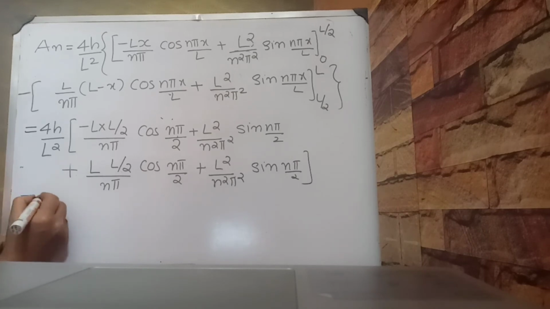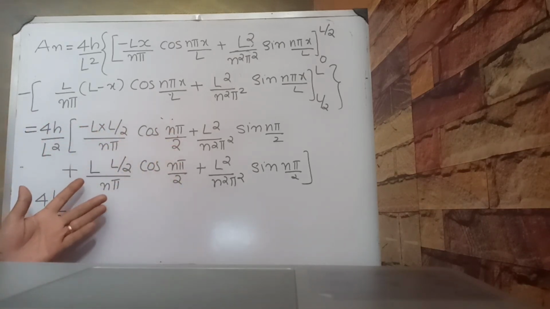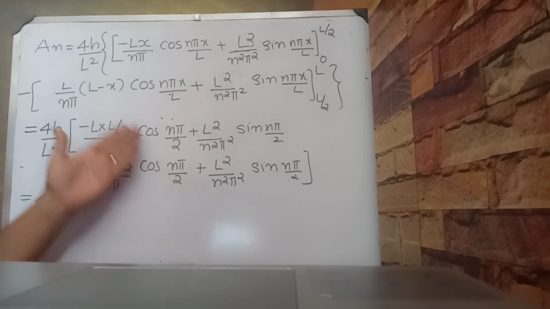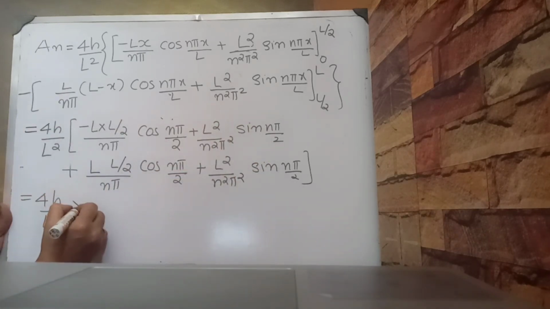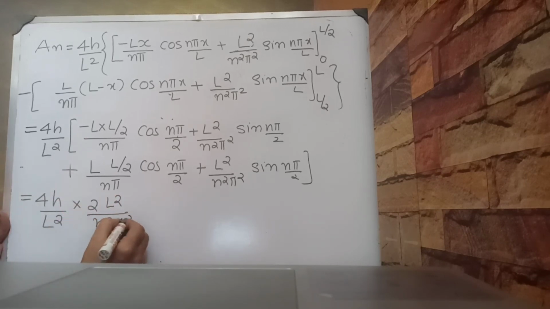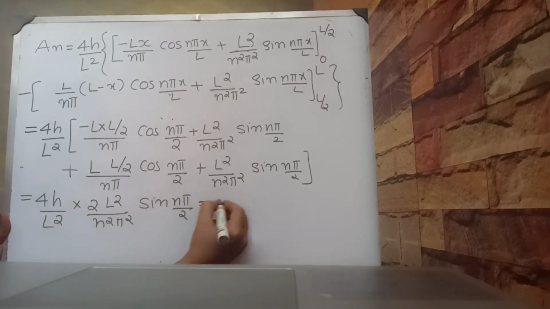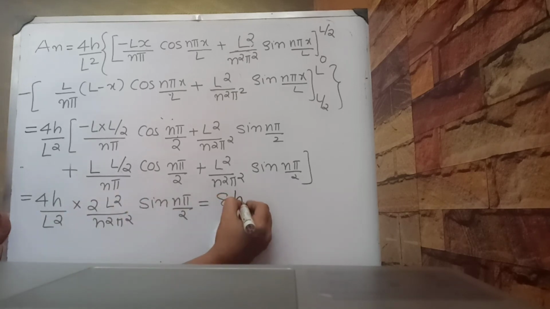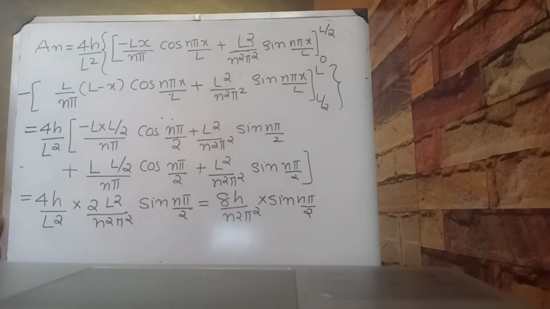So that is equal to 4h by L square into, we can see that this is minus L square by 2n pi cos n pi by 2, and this is plus L square by 2n pi cos n pi by 2. So both will get cancelled, and here it will get doubled, that is 2 L square by n square pi square into sin n pi by 2. Or we can see that L square will get cancelled, 8h by n square pi square into sin n pi by 2, which is our required an.